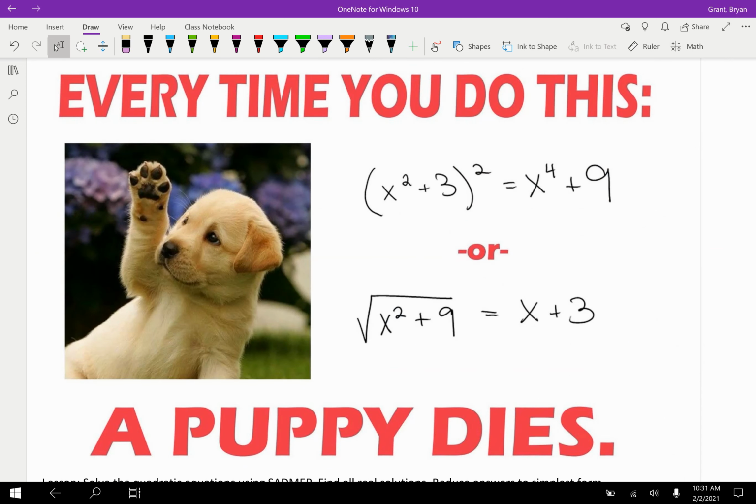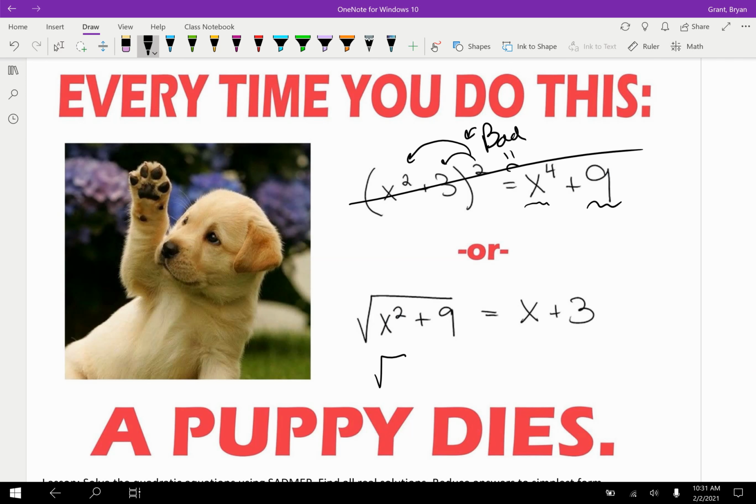What this person has done is they've written a square on the outside, and they've said, ooh, we can distribute a square. X squared times itself is x to the 4th. 3 squared is 9. And so we get this. But oh no, no, this is bad. We are not allowed to distribute a square if there's addition inside of parentheses. Don't do it. Same thing.